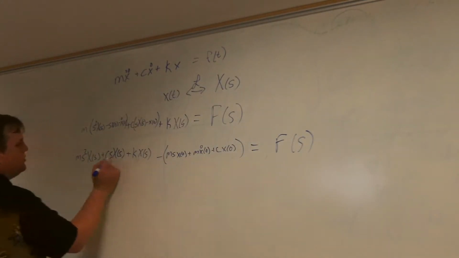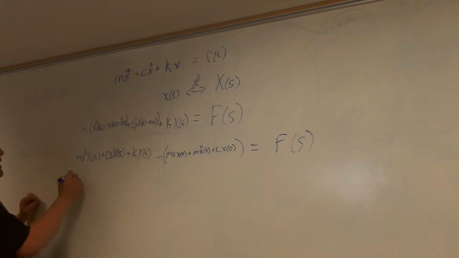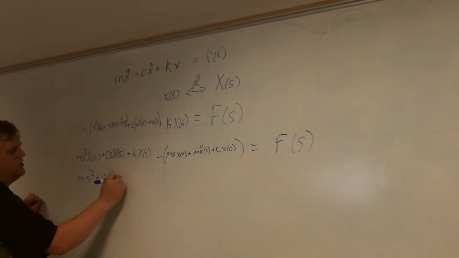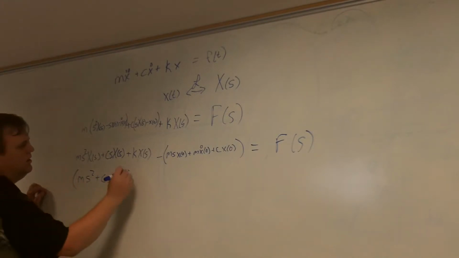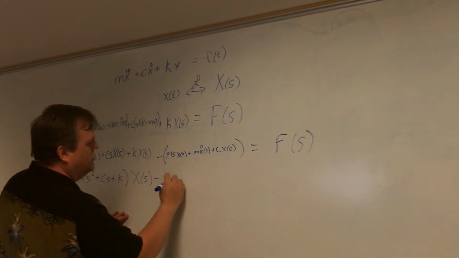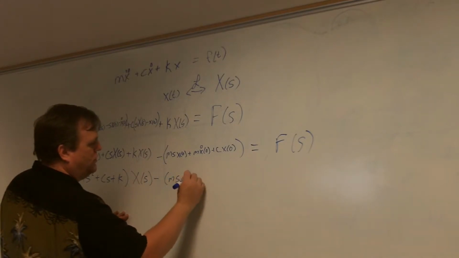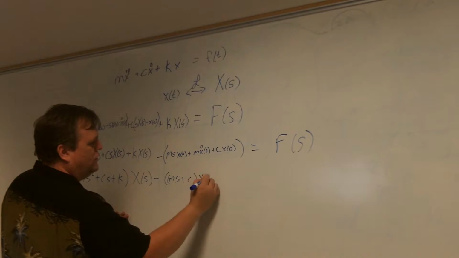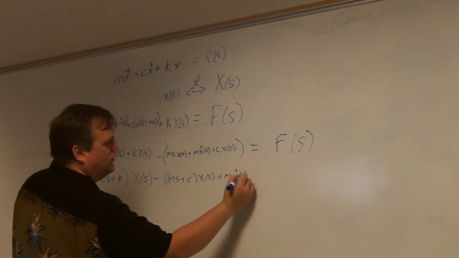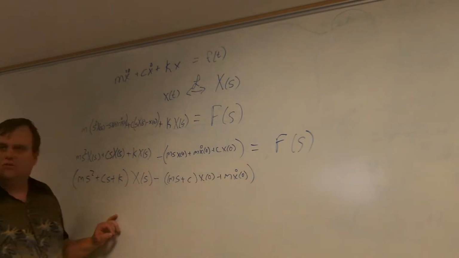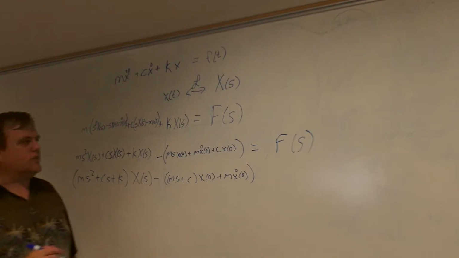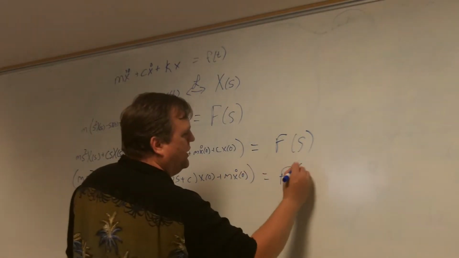Now, all of these terms involve capital X of s. Let me just pull it out: m s squared plus c s plus k, times capital X of s, minus a whole bunch of initial conditions: m s plus c times x of 0, plus m x dot of 0. I just grouped these two together. So far so good? And that has to equal this. I haven't changed anything at this point.